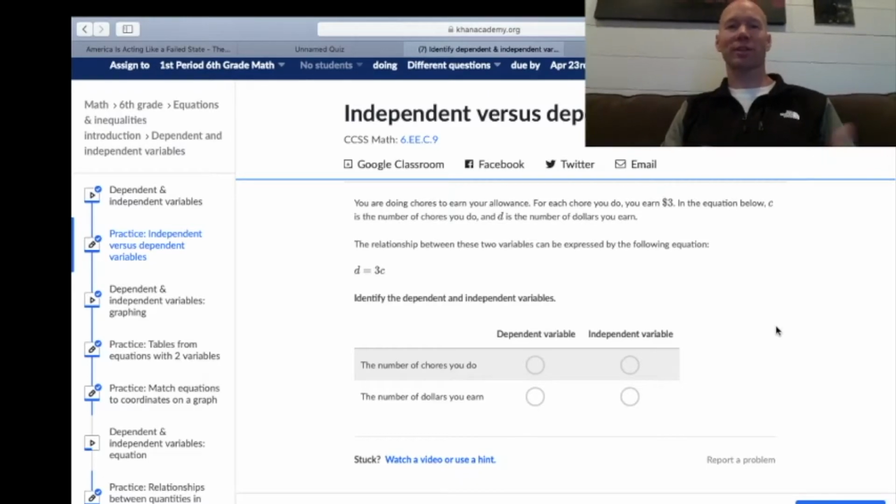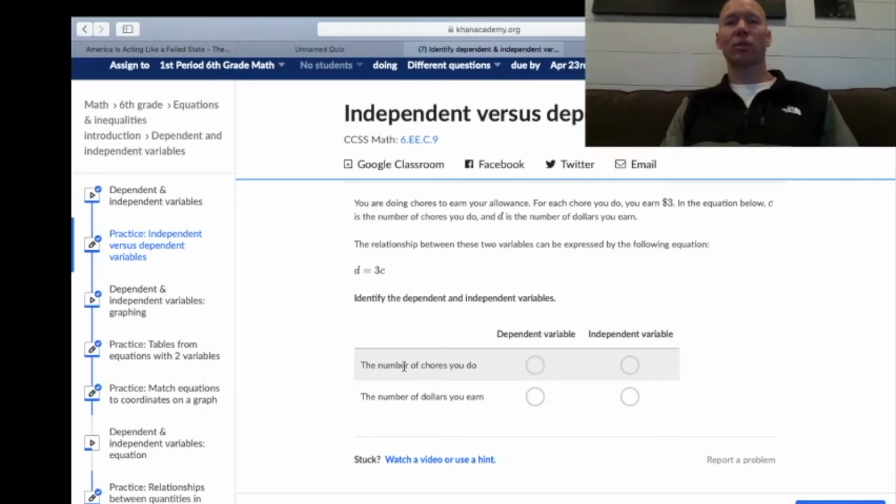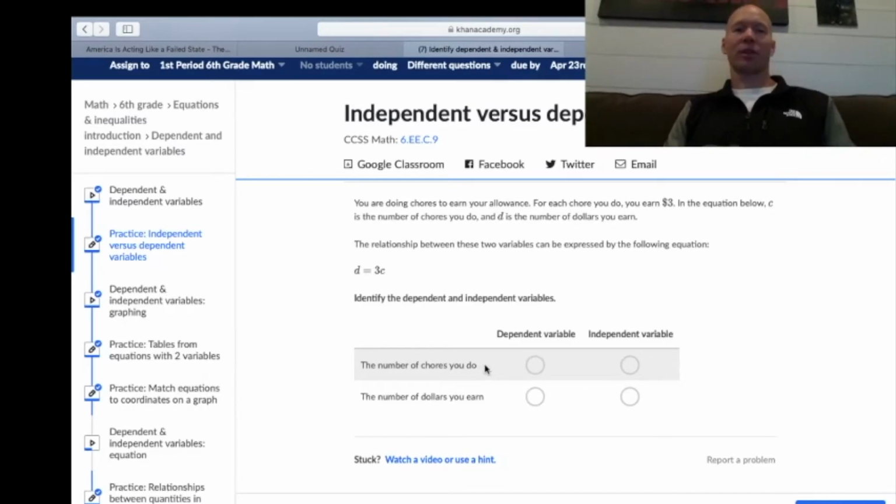All right, so the question is asking us to identify the dependent and independent variables. So we've got the number of chores you do. Is that dependent or independent? The number of dollars you earn. Is that dependent or independent? Well, the first thing I like to do is read both of these and just think about it. Does the number of chores that I do depend on the number of dollars I earn? Or does the number of dollars you earn depend on the number of chores you do? Well, think about that for a little bit.